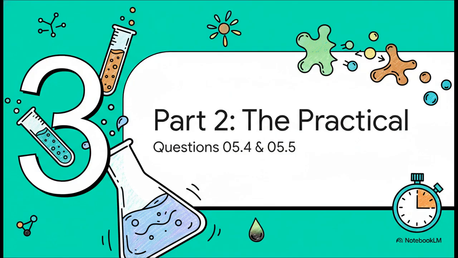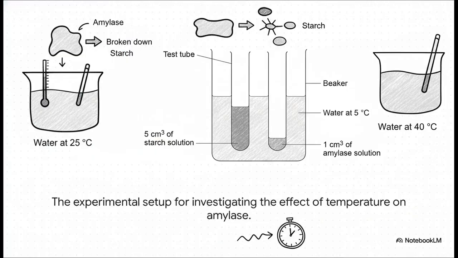Now we're shifting gears from pure theory to a practical application. We're going to see how all that knowledge gets put to the test in a real lab experiment. So, this is the exact setup they show you in the exam paper. Pretty standard stuff, right? You've got your test tubes with starch and amylase, all sitting nice and cozy in a water bath. The whole point of this investigation? To see how changing the temperature affects how quickly amylase can break down starch.